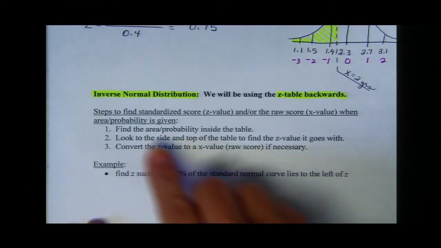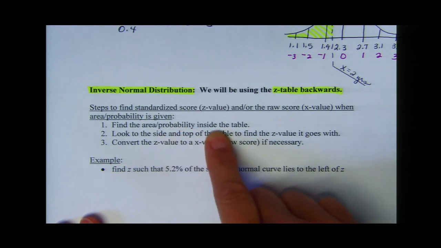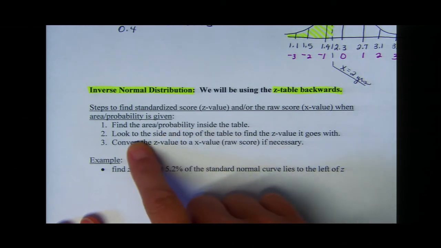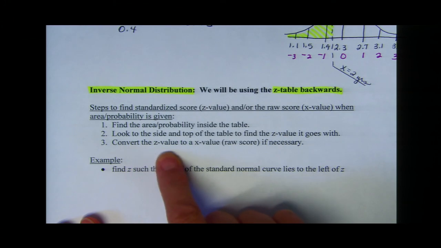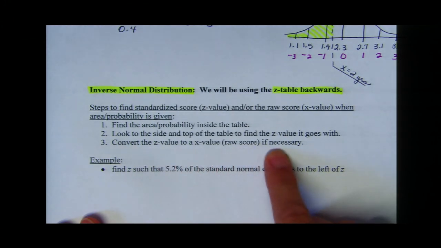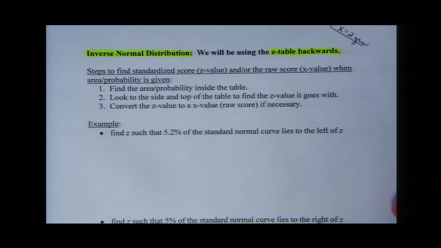So here are the steps. We will look for the area or the probability that is given inside the table. Look to the side and the top to find the appropriate z value, and then use the formula to convert that z value to the x value. It says if necessary, that's if it's asking you to find the x value. Sometimes it's just asking you to find the z value. Okay, so let's take a look at what this looks like.